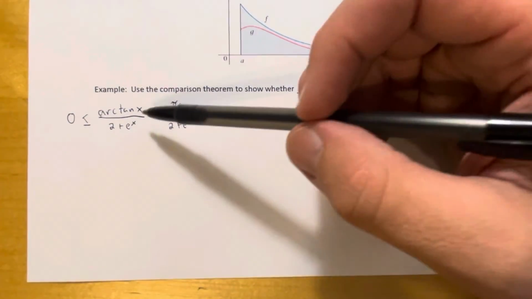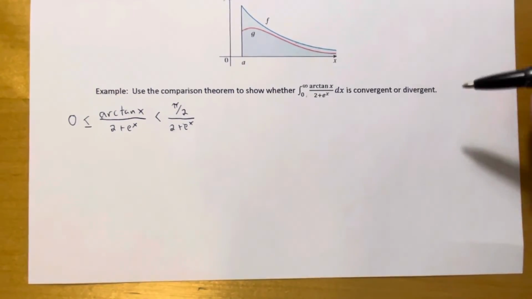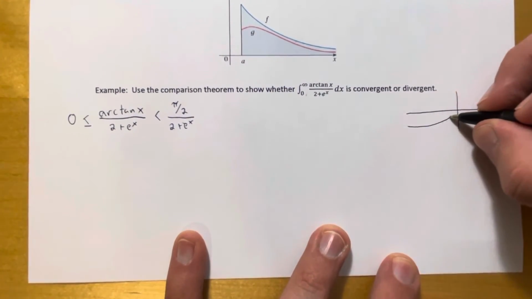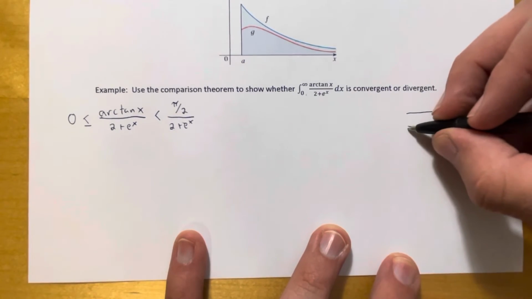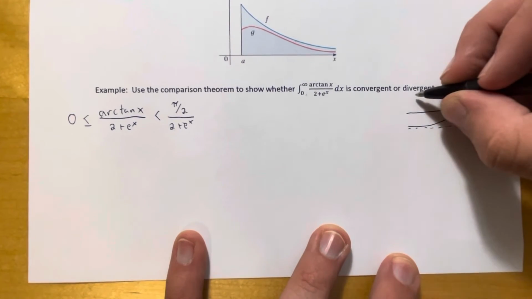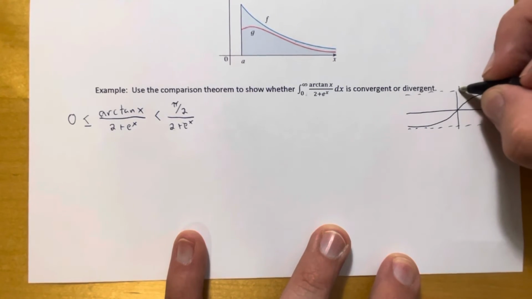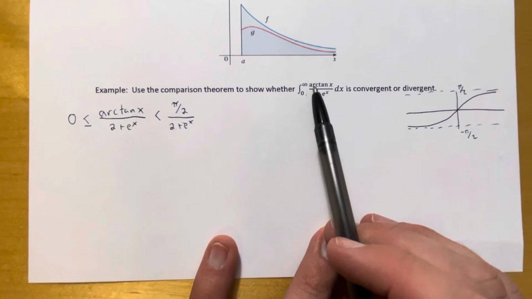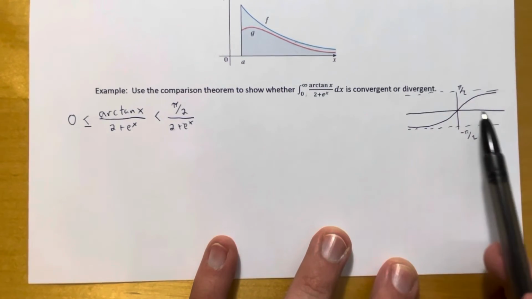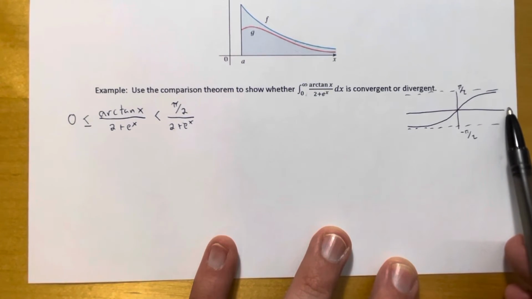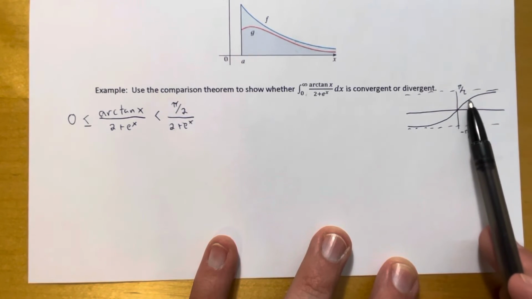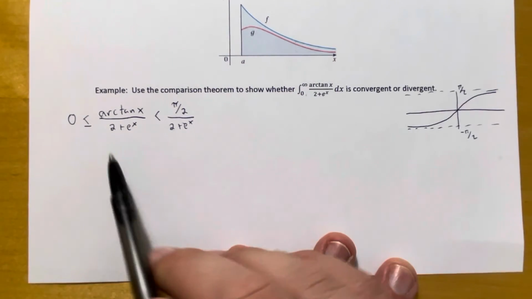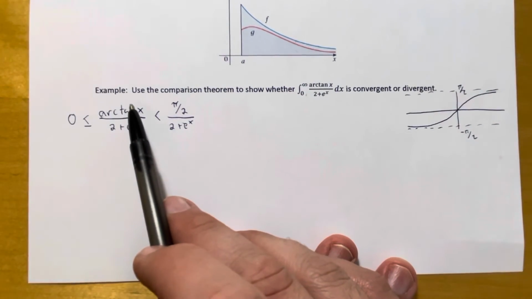And the reason I know that is because the arctangent function, if you remember what it looks like, it looks like this, where you have a horizontal asymptote here and another one here at pi over 2 and negative pi over 2. Since we're only integrating from 0 to infinity, we're only looking at this part of that graph, and the arctangent function is non-negative everywhere over that interval. So that means that this numerator is never negative.